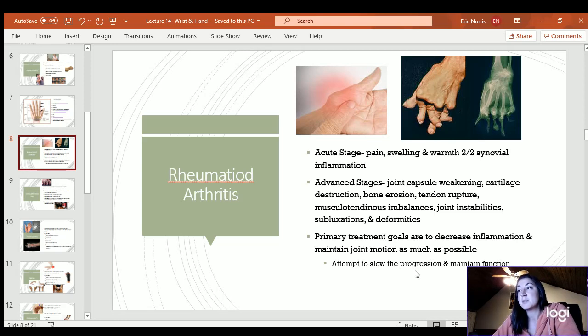The main treatment is to decrease the inflammation and maintain as much motion as possible. It's a degenerative disease. It's going to progress, but if we can slow the progression down and maintain as much function as possible, that's what we would like to do. So trying to keep function and trying to keep as much mobility for as long as possible.